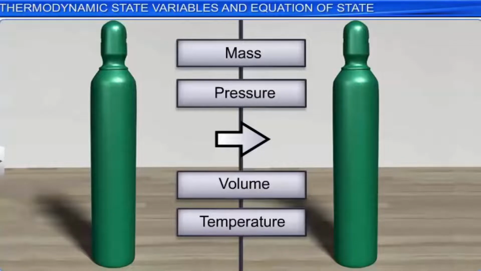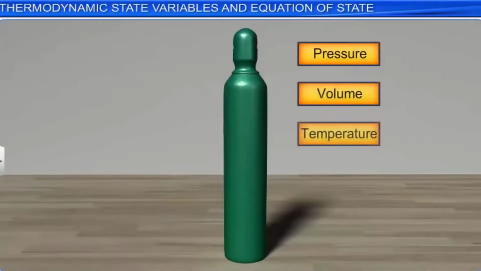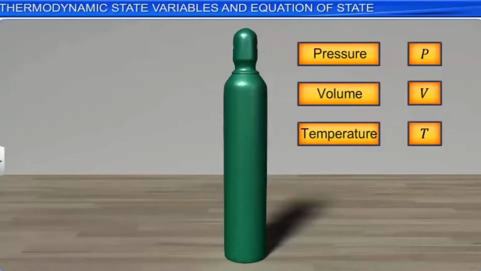The state of the oxygen gas in a cylinder is expressed by providing values of its pressure, volume, and temperature. If the values are P, V, and T, then the state is represented by (P, V, T).